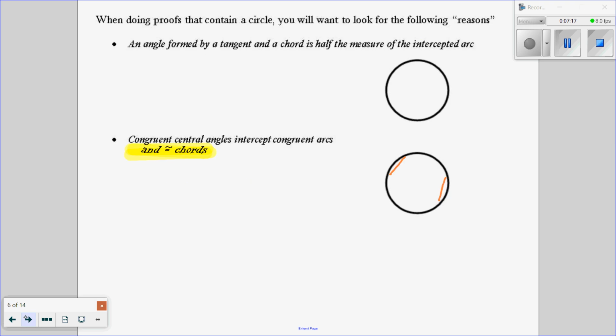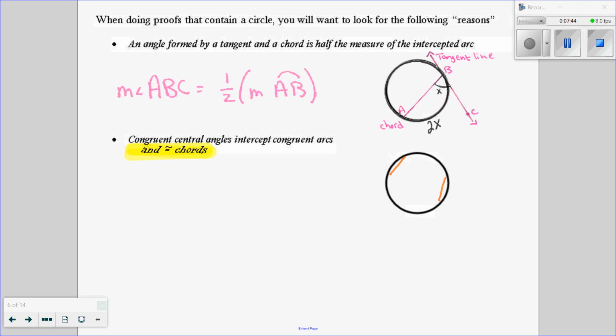When doing proofs that contain a circle, we have to look for some certain things that we have done before. An angle formed by a tangent and a chord is half the measure of the intercepted arc. An angle formed by a tangent and any chord. We know that the tangent line is perpendicular to the radius or diameter, but if our tangent line touches a chord that's not a diameter, then the angle is half the intercepted arc.